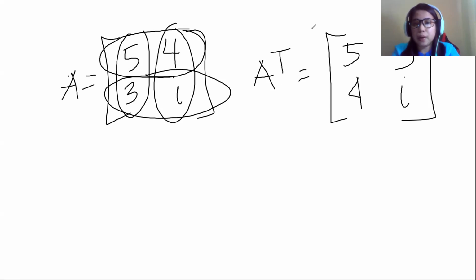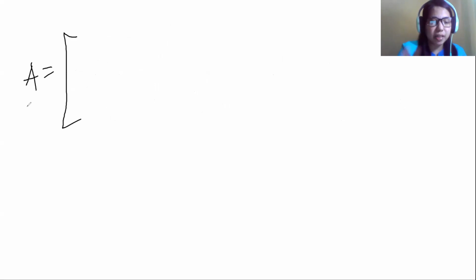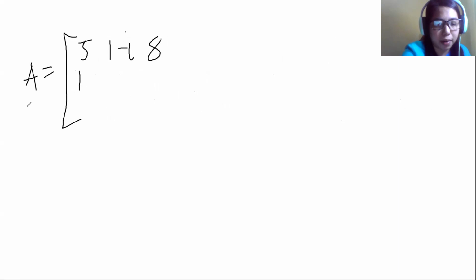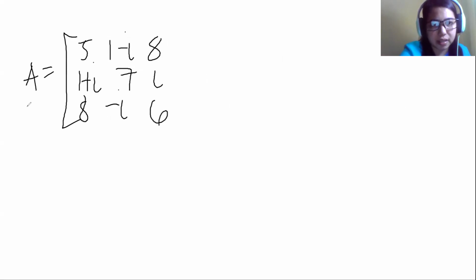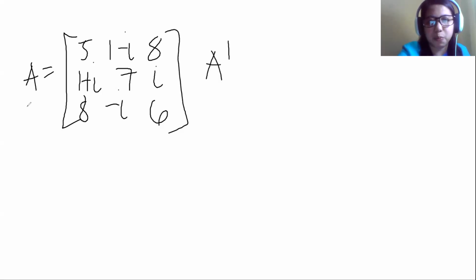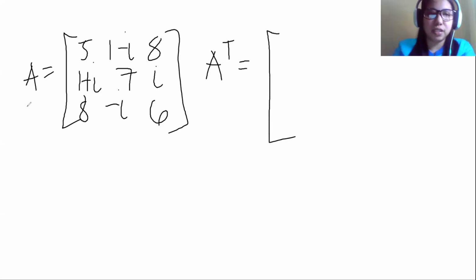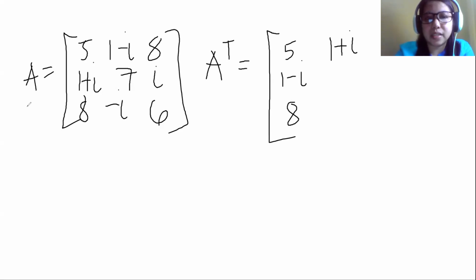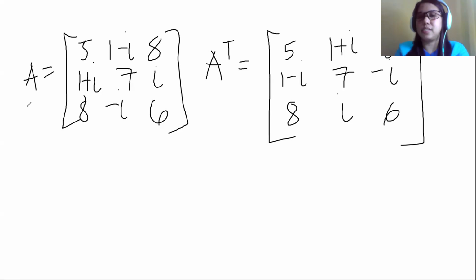Okay, so now let us try to determine whether this example is a Hermitian matrix or not. So let us consider matrix A. So we have 5, 1 minus i, 8, 1 plus i, 7, i, 8, negative i, 6. So let us first get its transpose. So the transpose is, we will interchange the entries in the rows and in the columns. So 5, 1 minus i, 8, 1 plus i, 7, i is already in the third row. So 8, negative i, and 6.